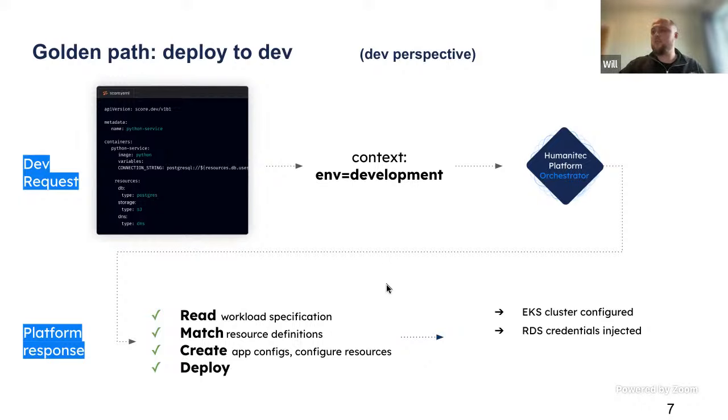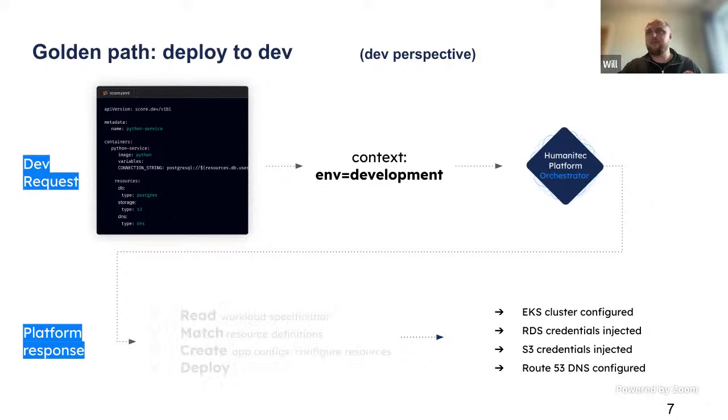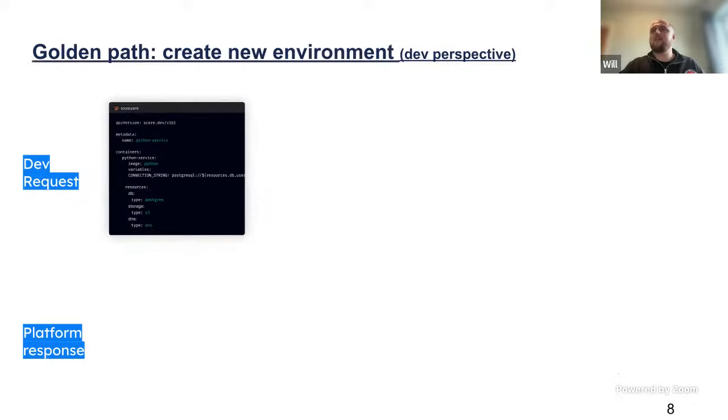So it's going to inject credentials from RDS. It's going to inject the S3 bucket credentials. And it's going to configure DNS updates as well, which might not need to change, right? Because the development environment already exists. So this is sort of showing how the platform orchestrator can deploy and keep updated environments that already exist, like development. So the next step after that is the golden path for creating new environments.